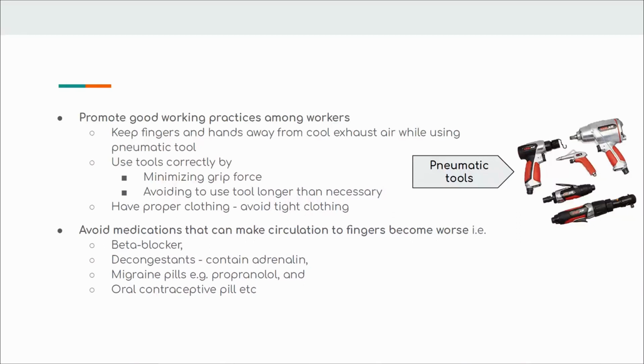And third is avoidance of medication that can make circulation to the fingers worse. For example, beta blockers, medication for high blood pressure and heart problems. Also decongestants because they contain adrenaline, migraine pills, for example propranolol. Also oral contraceptive pills. Next.